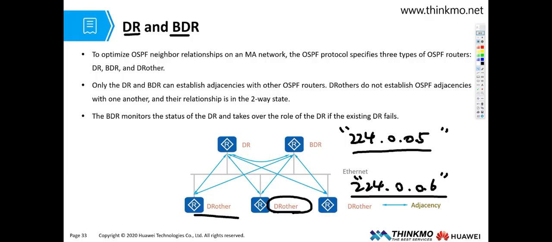Now, if the DR, let's say, is like a radio host wanting to tell some stories, does it still need to go through 224.0.0.6? No, it doesn't. It can directly send updates through 224.0.0.5. So here we say that the DR and BDR listen to both 224.0.0.5 and 224.0.0.6, while the other routers only listen to 224.0.0.5.